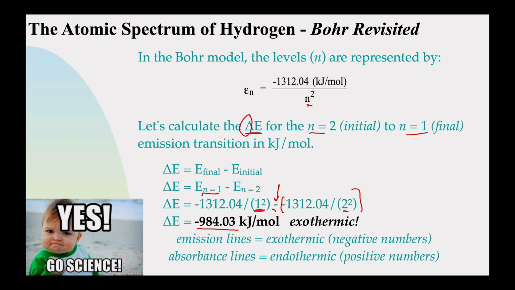If you flipped the 2 and the 1 around, so the final state was n equals 2 and the initial was n equals 1, you'd end up with a positive 984.03. That would be an absorbance line. Positive delta E's mean absorbance. So anyway, this is the delta E, the exothermic value of the emission line from n equals 2 to n equals 1. So that electron is going from the higher n equals 2 to the lower n equals 1, and it gives off negative 984.03 kilojoules per mole.